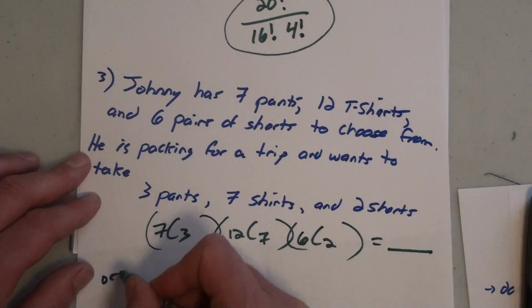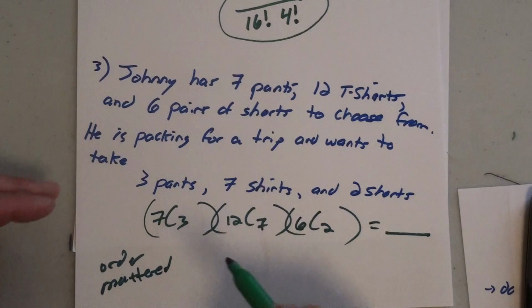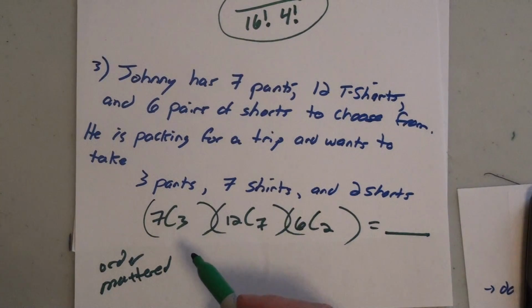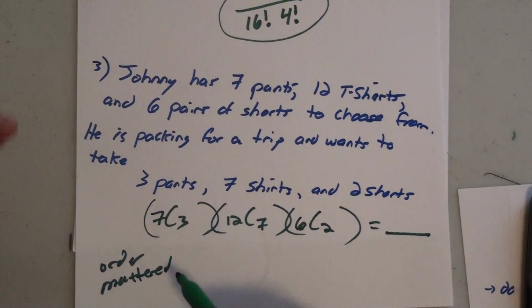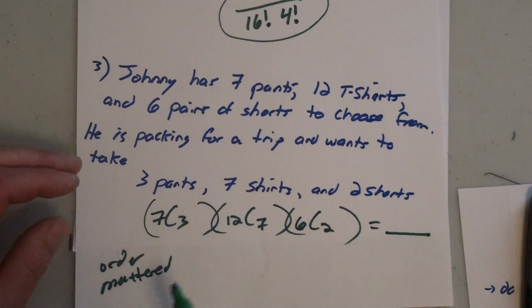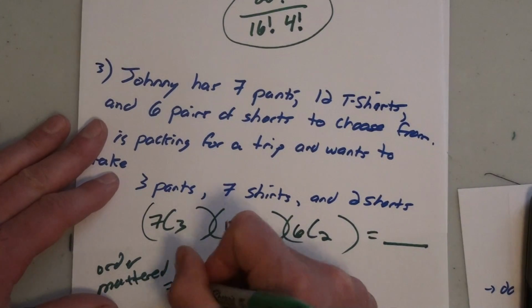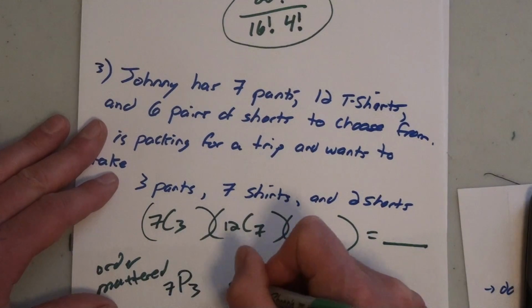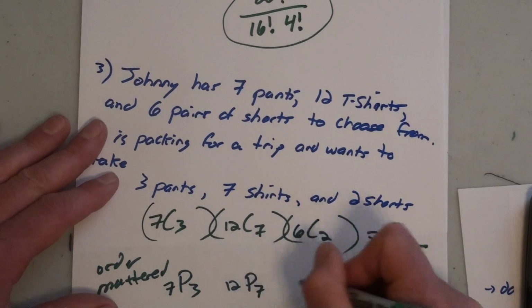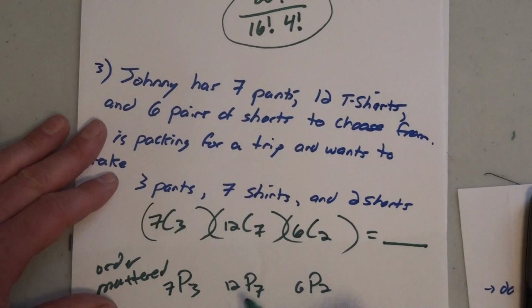Now, if the order mattered, so where he cared about, okay, I want my Monday clothes on top, I want my Tuesday clothes afterwards, and the order that he put the stuff in did matter, and he was kind of packing it by the individual days, then it would be 7 P3 and 12 P7 and 6 P2. It would be still permutations because he's not using all the available options.